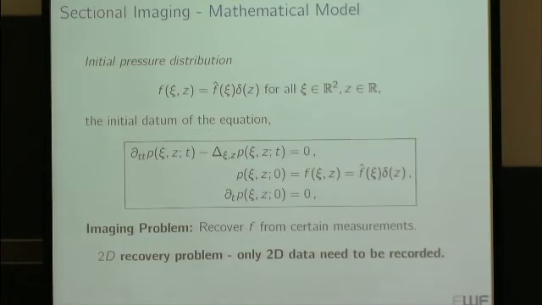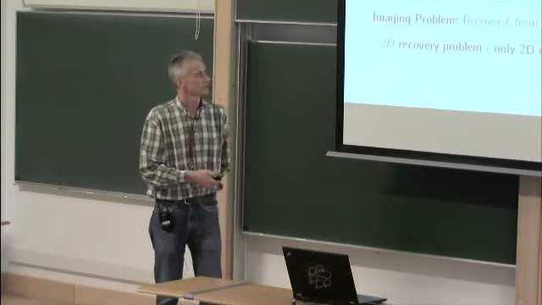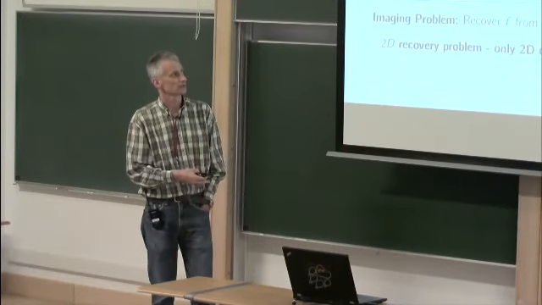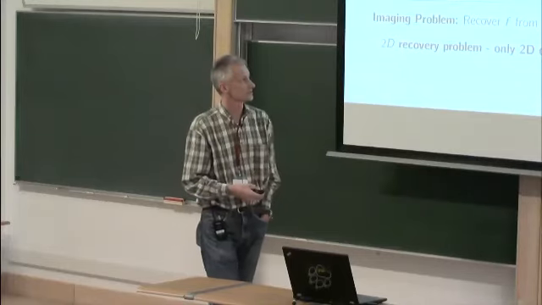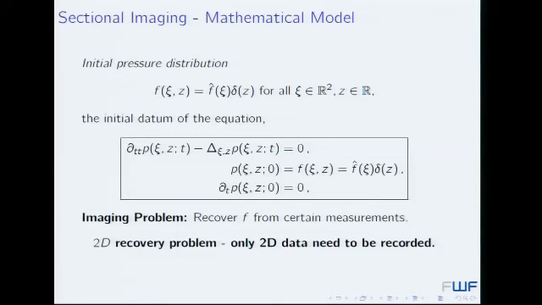And so the goal now of this focused illumination is to recover the function f. In this case I only need to recover the function f hat, so the two-dimensional function, from certain measurements, and so I have to only collect 2D measurements somehow at the boundary over time to reconstruct the function f hat. So it's not a three-dimensional problem anymore, but a two-dimensional problem.